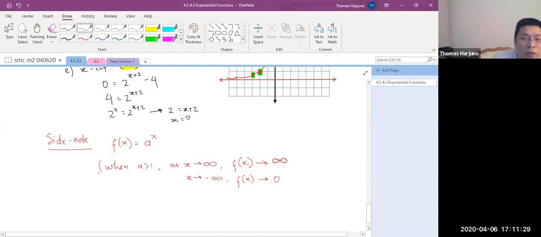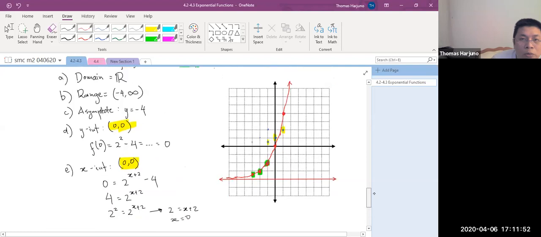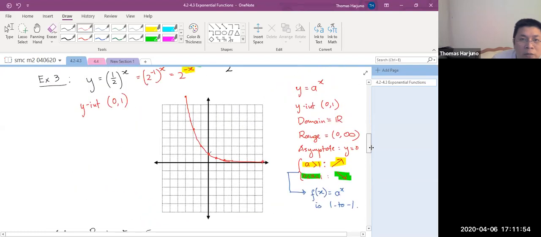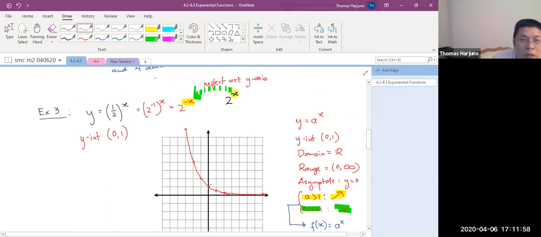Okay, now that's the first part. Now, when the base is between 0 and 1, what is the far right behavior? When you go very far to the right, the function will be closer to... now you can imagine this function. This is when the base is between 0 and 1, right?